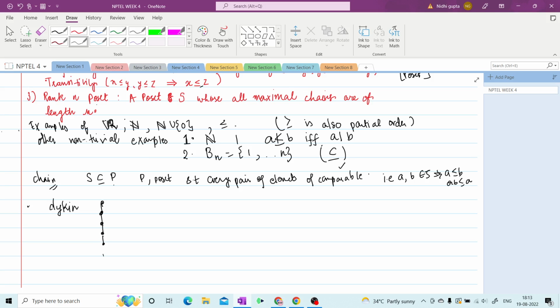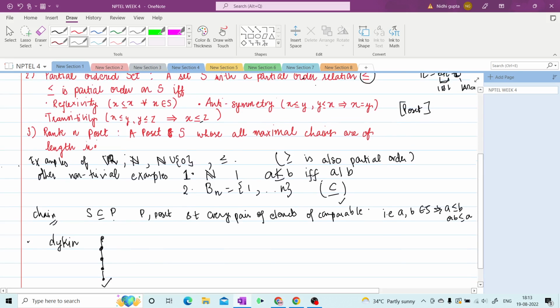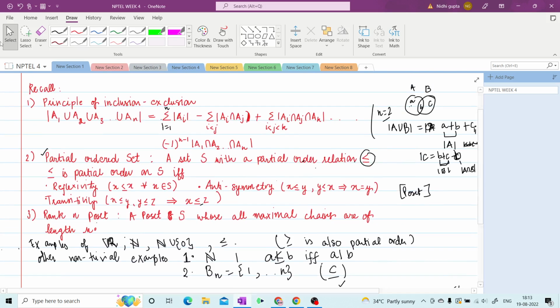And a poset S will be called a rank n poset if we take every maximal chain and it is of length n, then it is a rank n poset. So these were the topics that were covered. Now let's solve some problems.